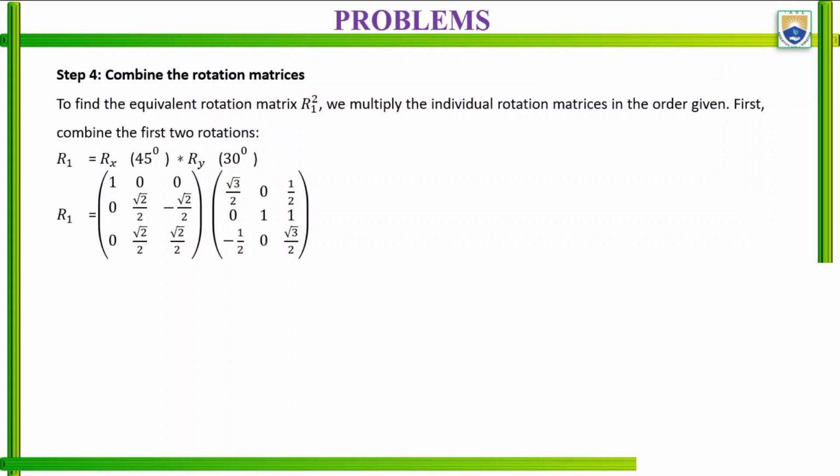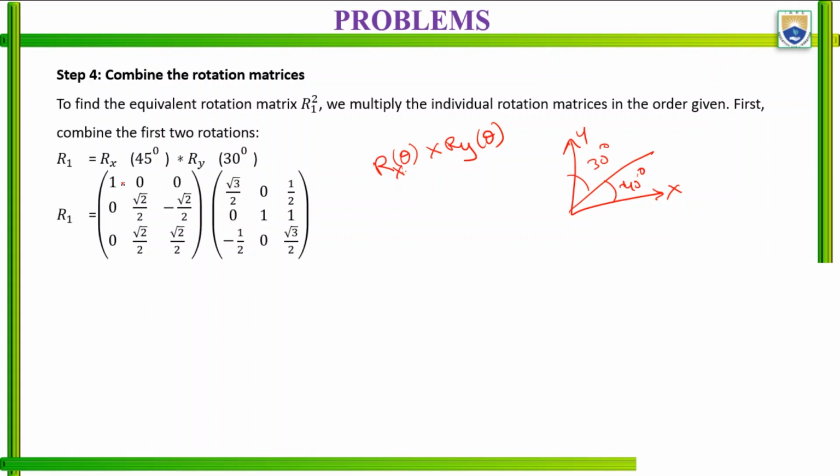When we are combining these rotational matrices, we will be getting R1 is equal to the rotational matrix with respect to theta about X into the rotational matrix about Y with respect to theta. So what is the theta with respect to the x-axis? It is 45 degrees, and with respect to the y-axis, it is 30 degrees. So when we are combining both these angles, what are we getting?